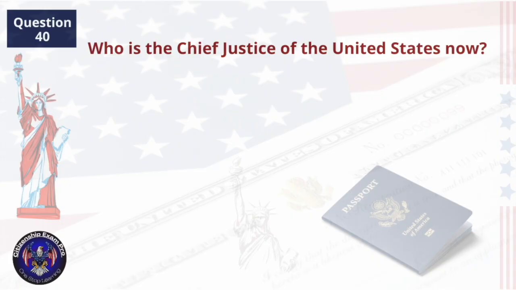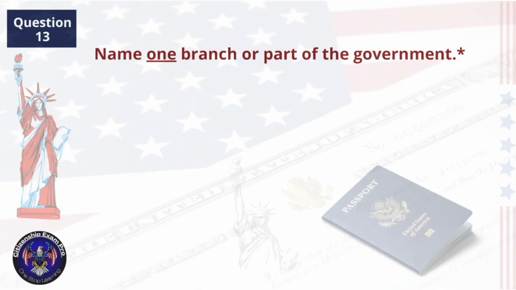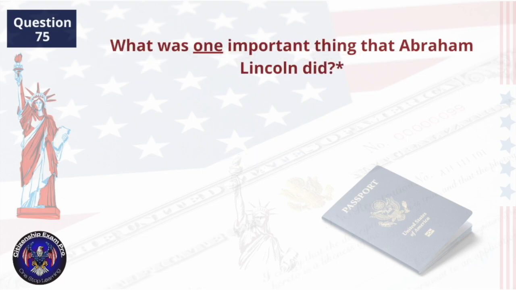Who is the Chief Justice of the United States now? John Roberts. Name one branch or part of the government. Congress. What was one important thing that Abraham Lincoln did? Freed the slaves.